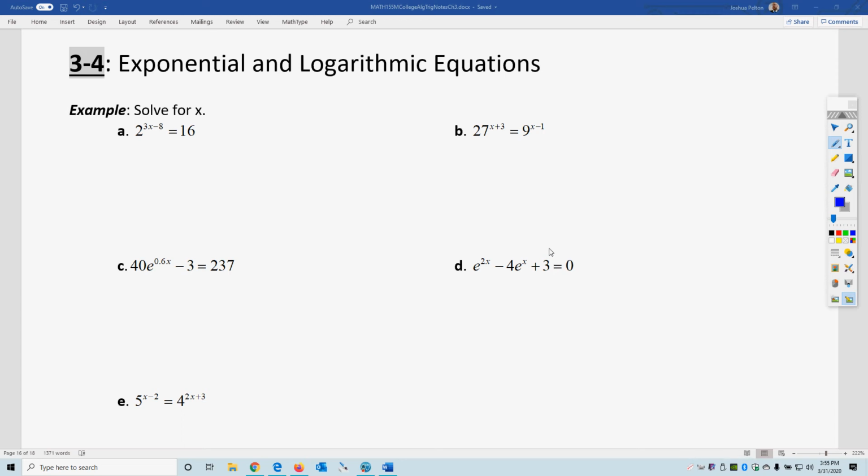Peldon. This is Math 155. This is Chapter 3, Section 4, Exponential Logarithm Equations. Since we did Section 3 on all the simplification techniques, now we know how to do those. We can actually solve equations. Okay.